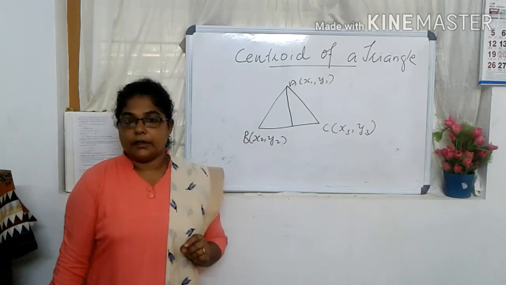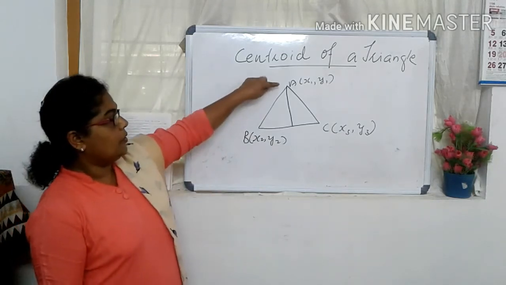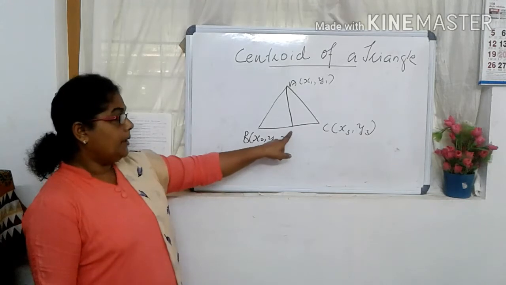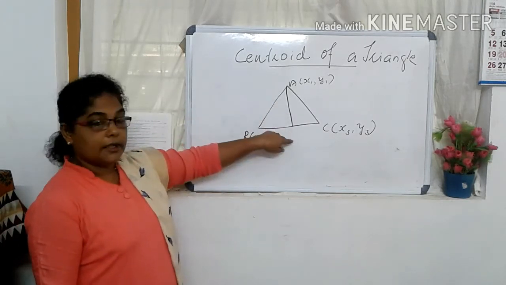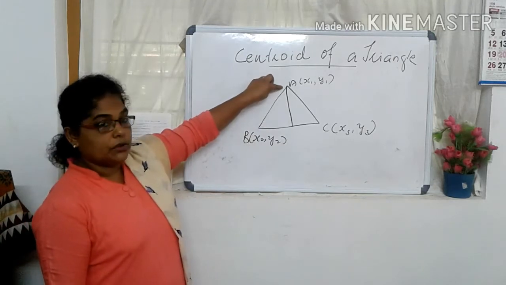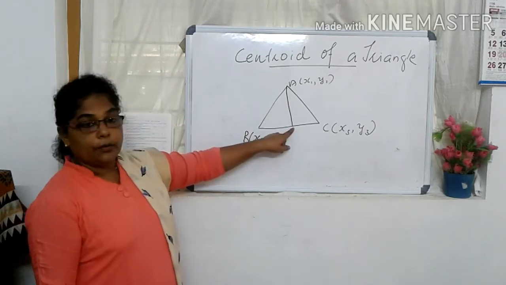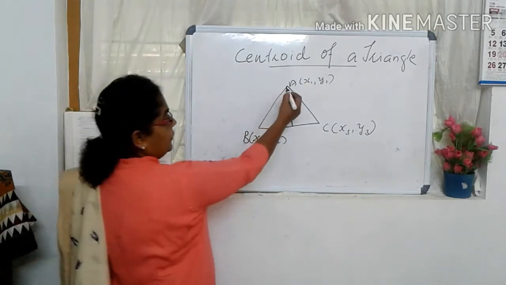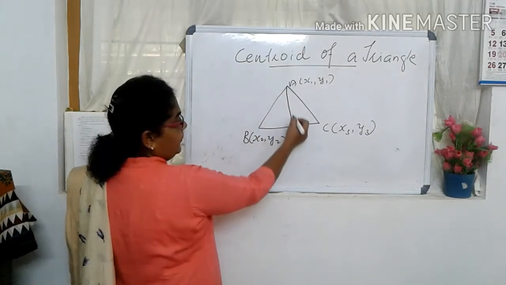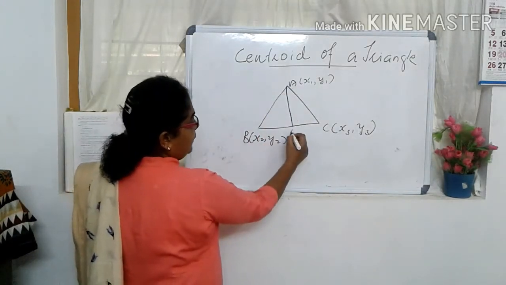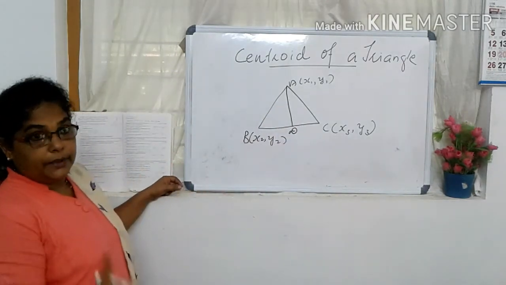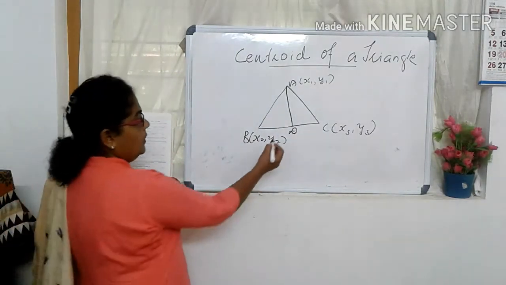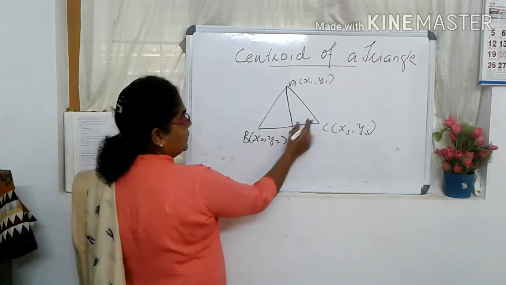Now, what is a median? A median is a line segment drawn from a vertex to the midpoint of the opposite side. It means this is one vertex A. From the vertex A, we draw AD. So AD is one median of this triangle.